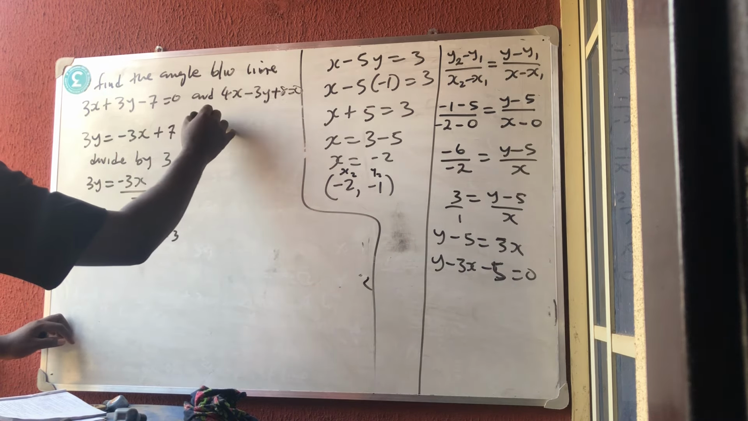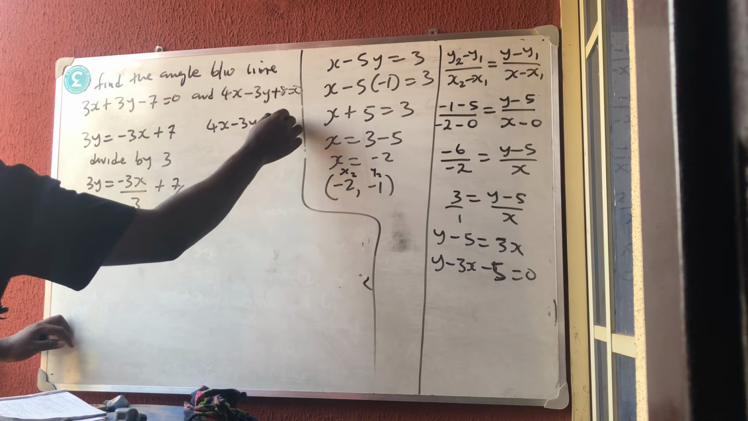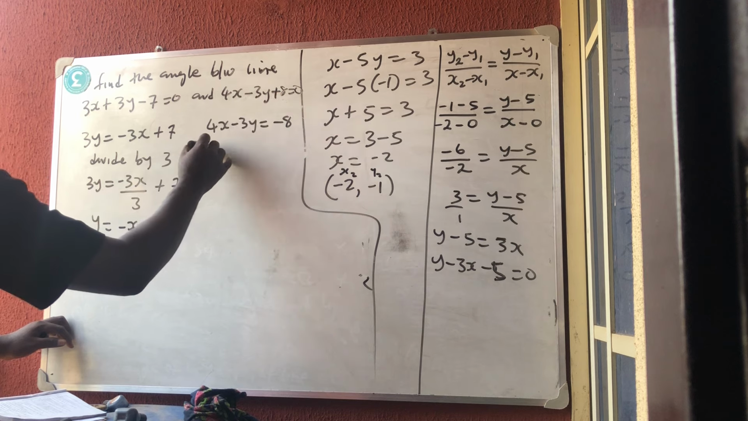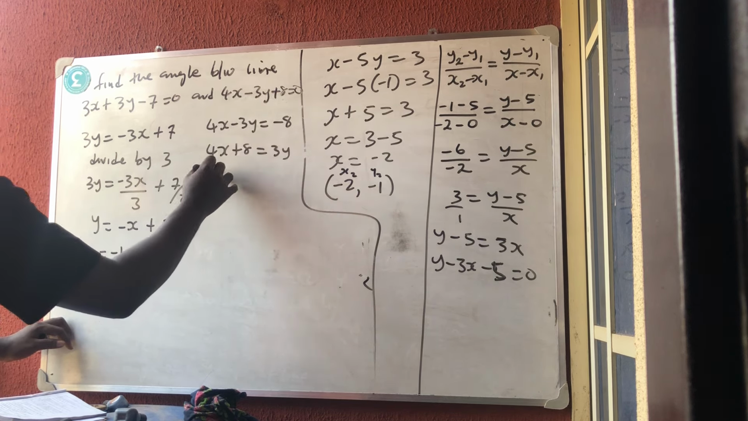So let's do the same thing here. 4x minus 3y is equal to what? Minus 8. Is it not? So let's make y subject. This one can go here, this one can go here. So I have 4x plus 8 is equal to what? 3y. Divide everybody by 3.